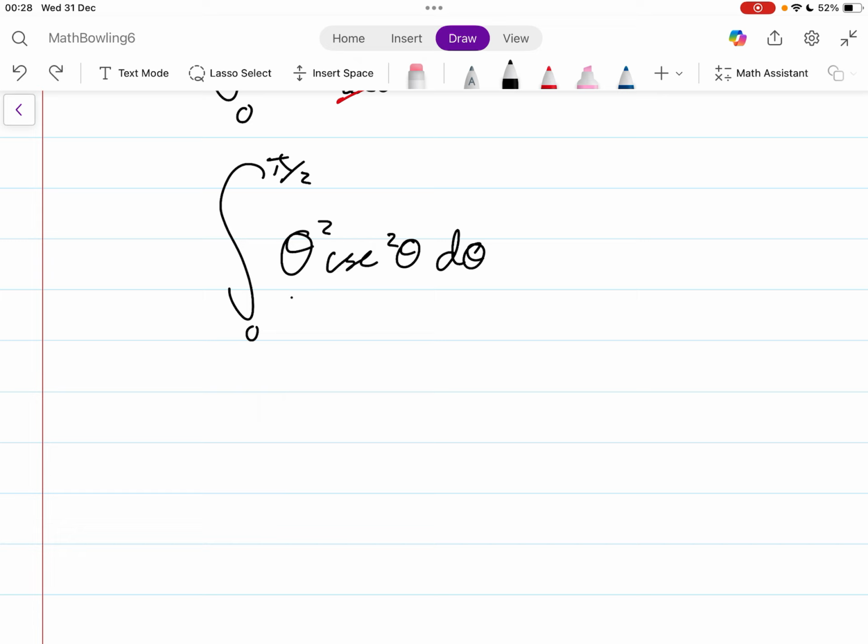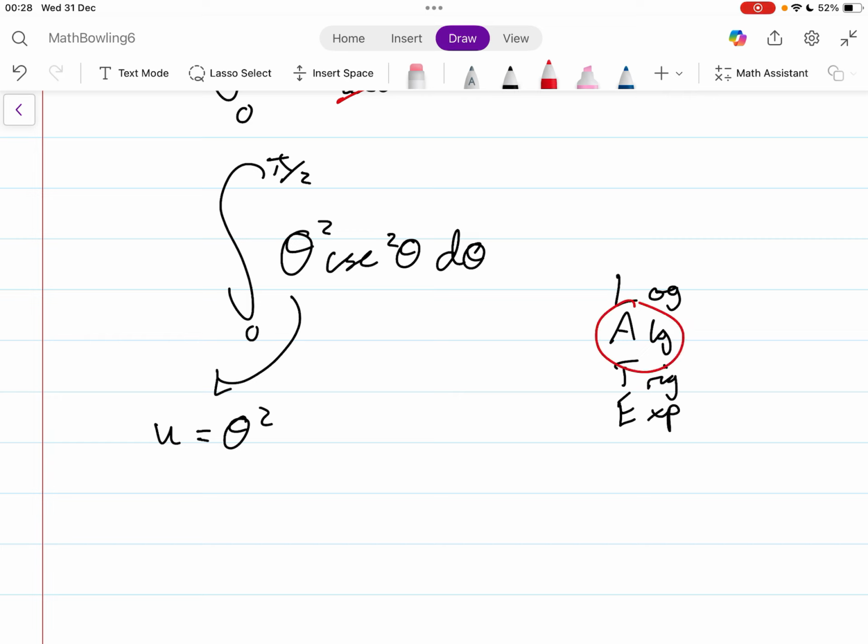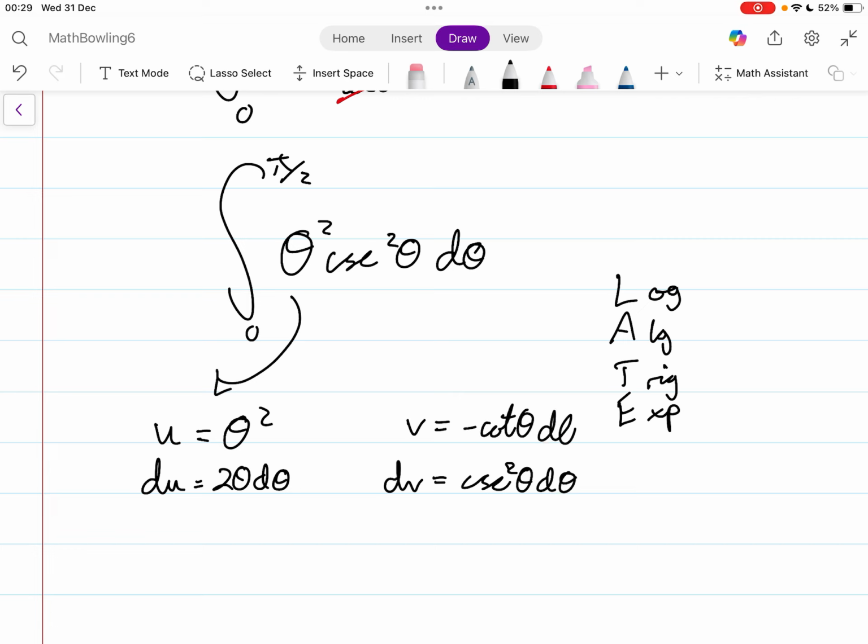So I'm going to call this our u. Remember our acronyms: LATE, log, algebra, trig, exponential. We have algebra, that's our theta squared, so that's our u. So u equals theta squared, du equals 2 theta d theta, dv equals cosec squared theta d theta, v equals negative cot theta. This again is just something we should know.